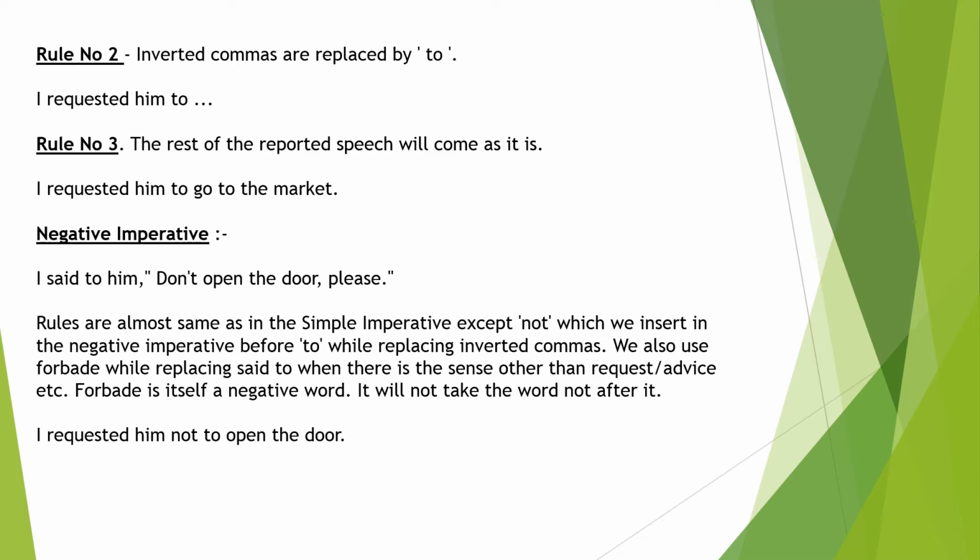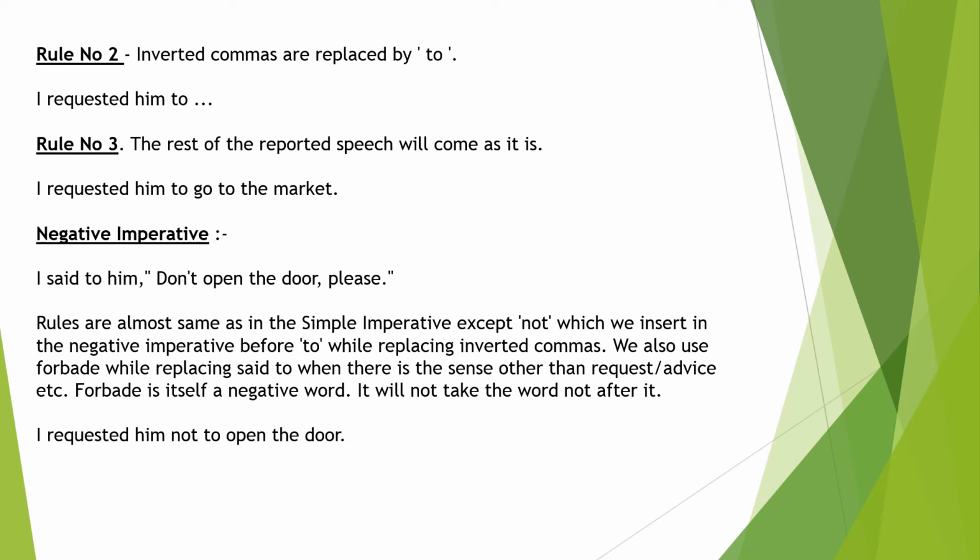We also use forbade while replacing said to when there is a sense other than request or advice. If someone is telling someone not to do something, we will use forbade after replacing the reporting verb said. Forbade is itself a negative word, so it will not take the word not after it. For example, if you have the sentence, I said to him, don't open the door, I can change it to I requested him not to open the door. So we placed not before the word to that was used after the omission of inverted commas.